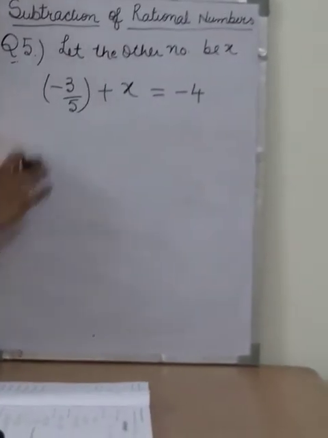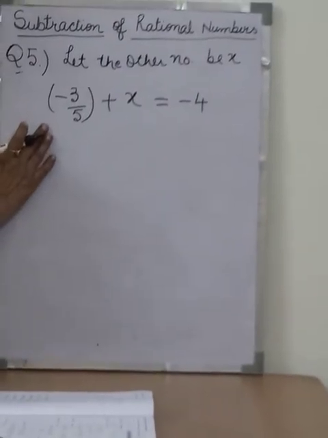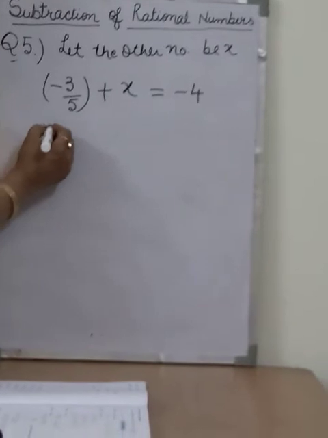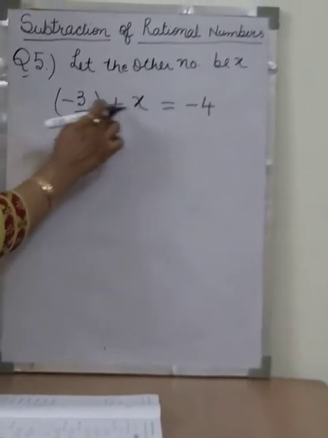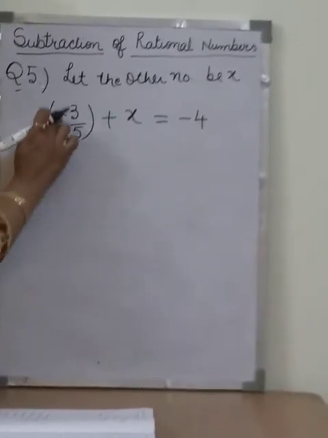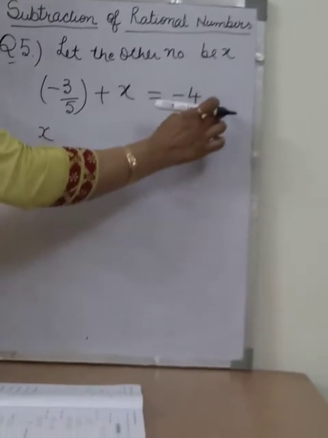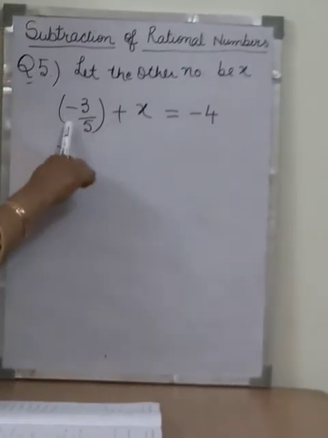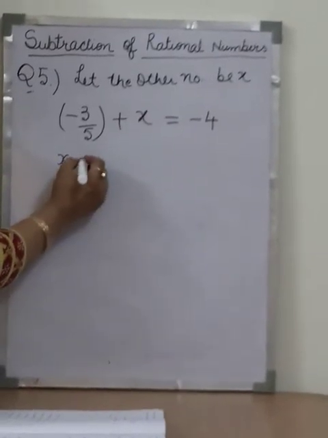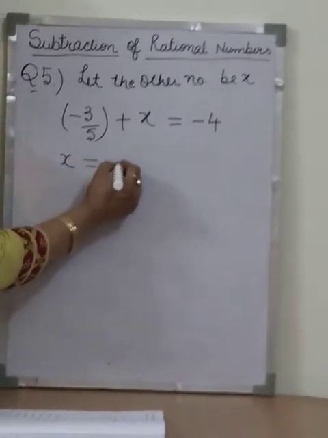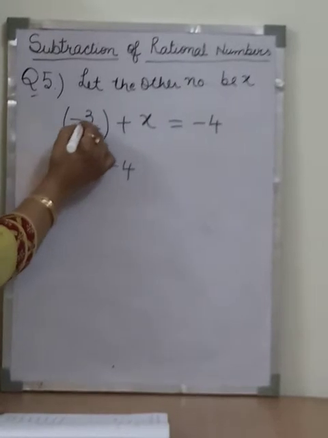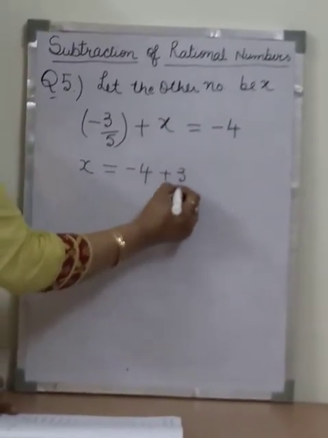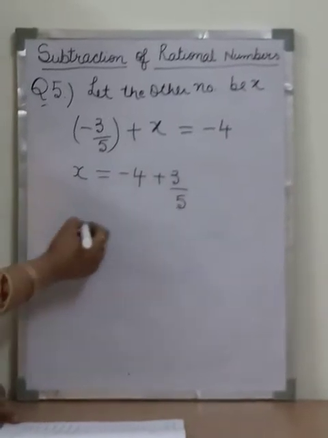Okay. Now we have written the mathematical expression. Now we solve for x. So x is equal to, we are looking for the value of x. So this minus 3 by 5 is to be transposed to the right side. The moment we transpose, the sign gets changed. So minus 4, and this minus 3 by 5 will go that side. It will become plus 3 by 5. Okay.